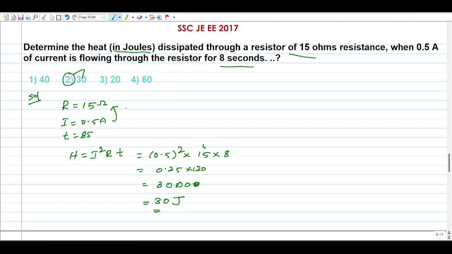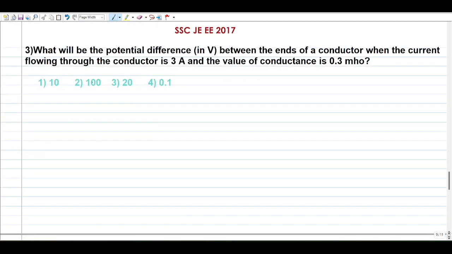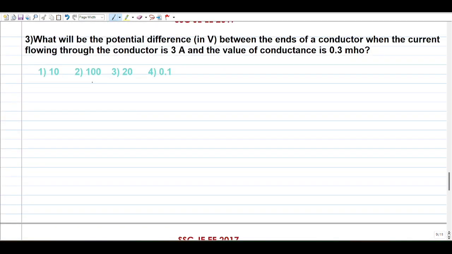Now let's solve the next problem. What will be the potential difference between the ends of the conductor when the current flowing through the conductor is 3 amps and the value of conductance is 0.3 mho? This is the question. Here we need to find the potential difference.